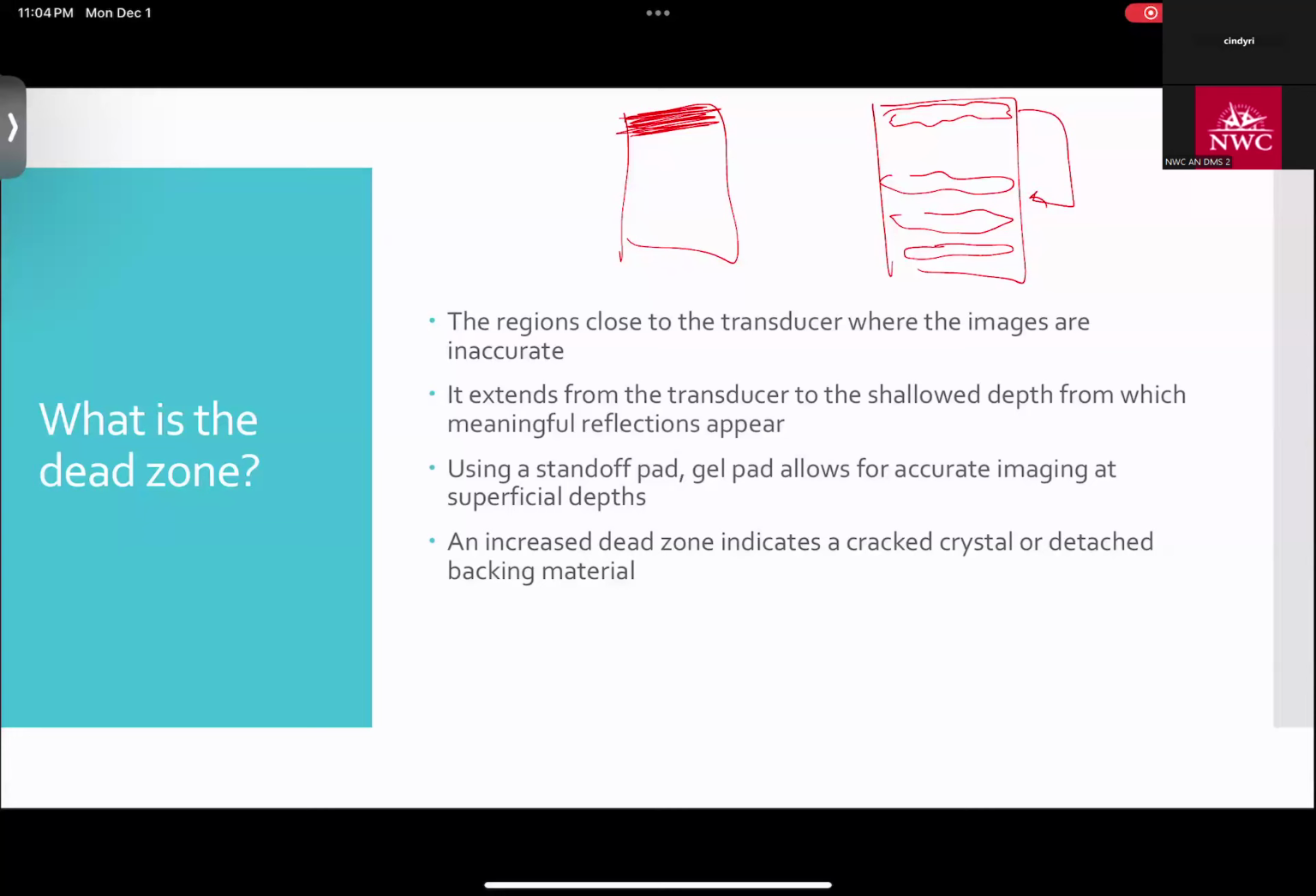And then if there is an increase in the dead zone, so it just happens to be larger than what I guess is typical, it could be that there's a cracked crystal or detached backing material. So that's something you just have to memorize as far as the dead zone.